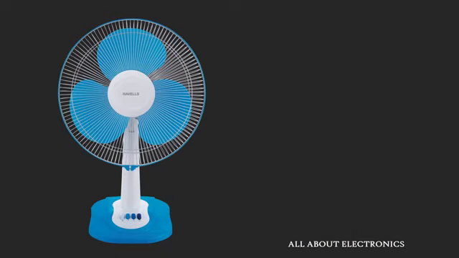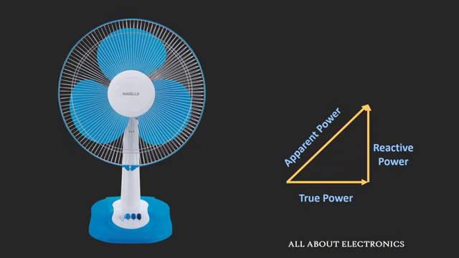So we have two components, the true power and the reactive power, and the vector sum of the true power and the reactive power is known as the apparent power or total power. Generally, true power is denoted by the symbol P, reactive power by the symbol Q, and apparent power by the symbol S.